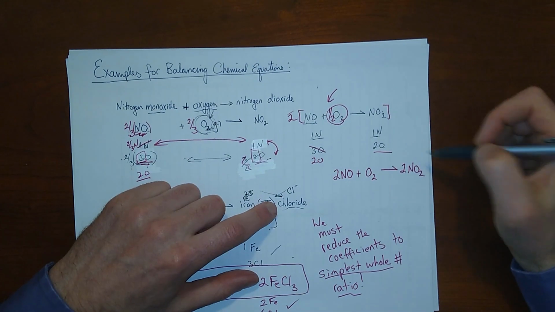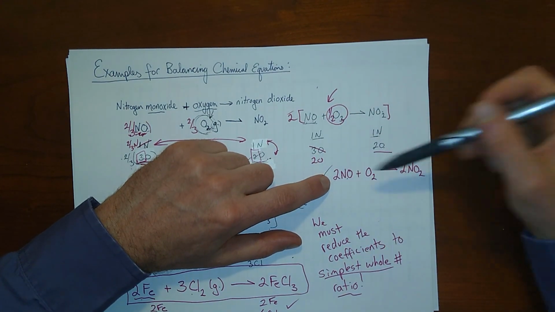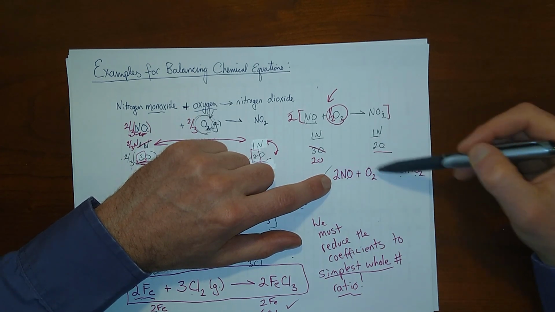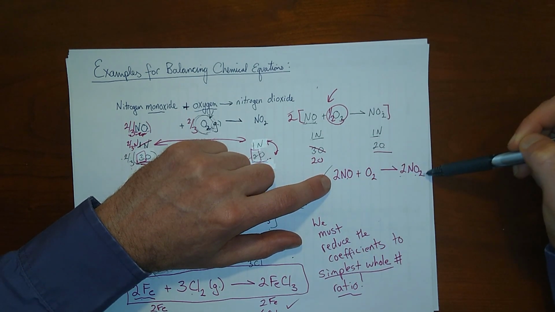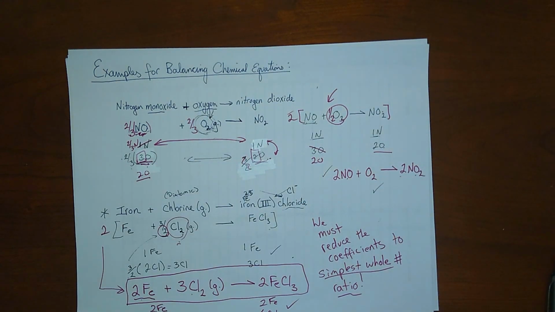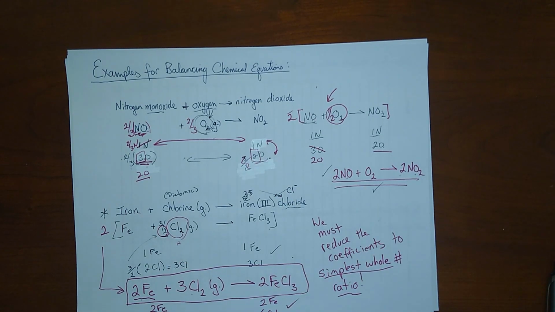And again, I'm just going to check for balance. That is my final form, but I'm just going to double check. 2 nitrogens, 2 nitrogens, 4 oxygens from this side, and 2 times 2 is 4 oxygens from this side. So I've achieved the balance that I want. This is the final form, the balanced form of this chemical equation.